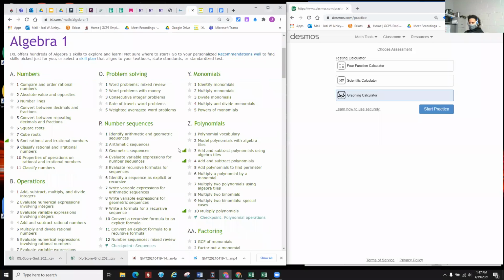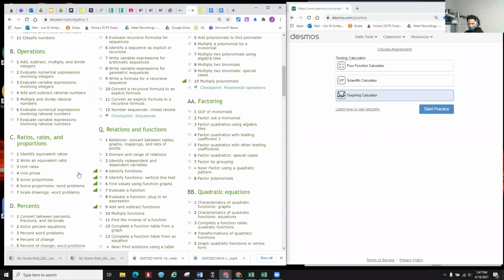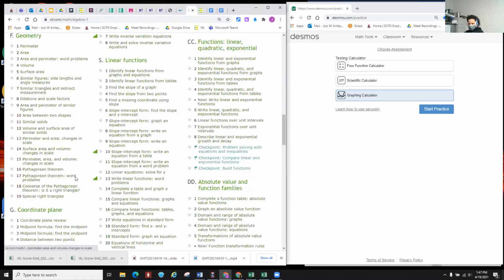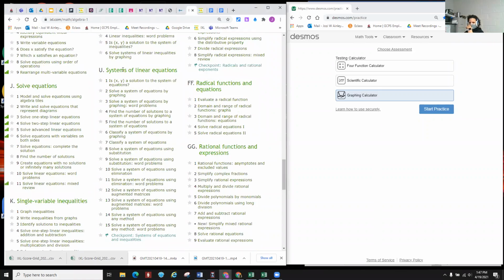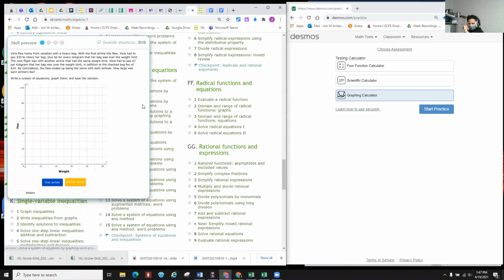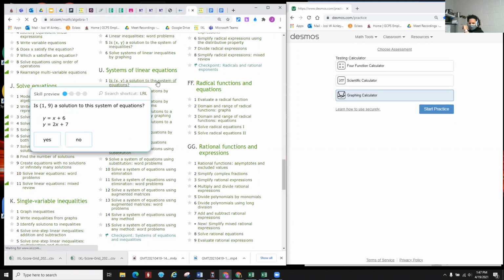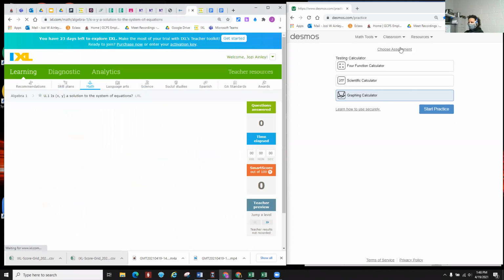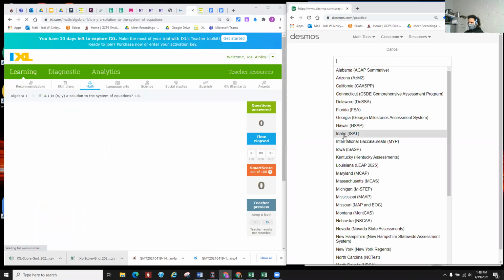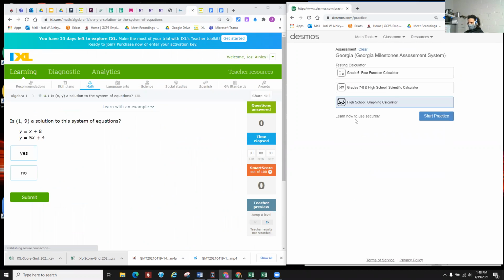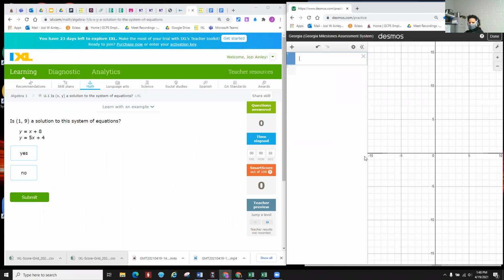All right, guys, want to take a look at how to use the Desmos calculator to solve systems of equations. So let's see. I think U1 is one that you have to do. To get into the Desmos calculator, choose assessment, go to the state, graphing calculator, start practice.